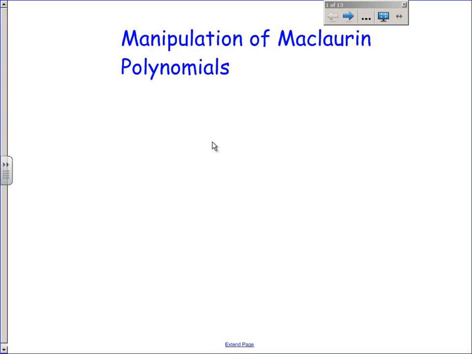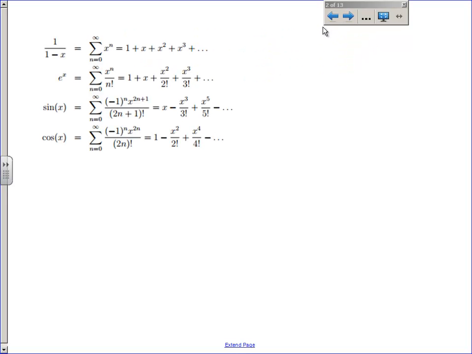Today we're going to talk about manipulating Maclaurin polynomials, the ones that we already know, into some more advanced ones. So we're just going to get started right after this. This is our four horsemen of our Maclaurin polynomials. These are the ones that you must know. You have to know these.